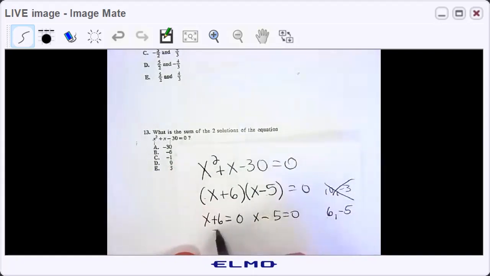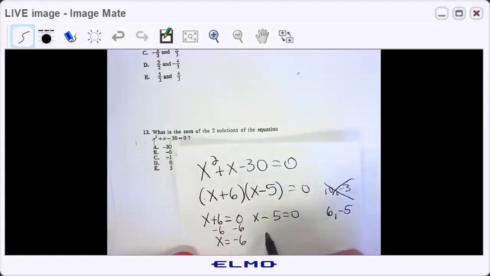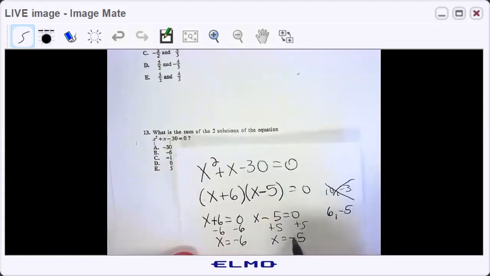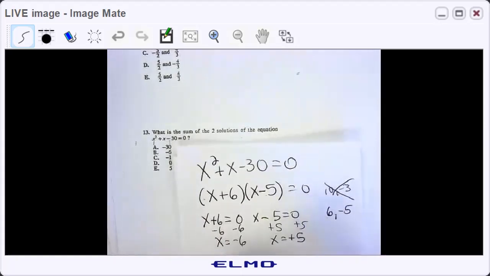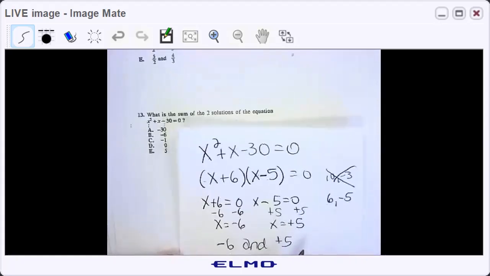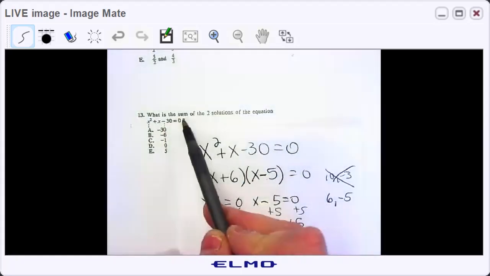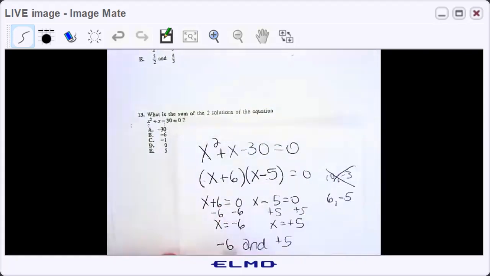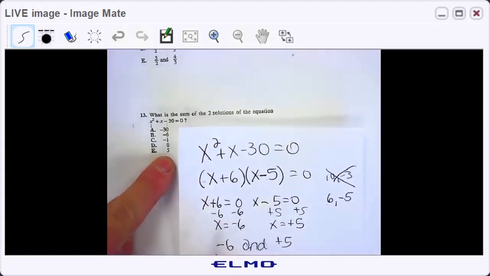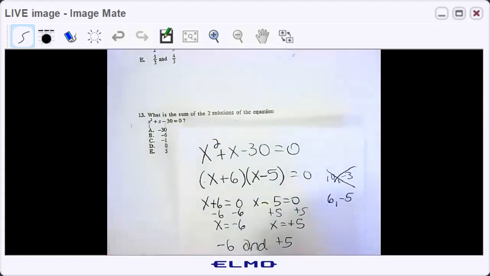So in this case, we're going to just have to subtract 6 to get rid of it on the left. In this case, we're going to have to add 5. So my solutions are -6 and +5. But remember, this problem did not just ask you the solutions. They said, what is the sum of the two solutions? Now, if you notice, -6 and 5 are two answers on here. So you really have to read carefully.